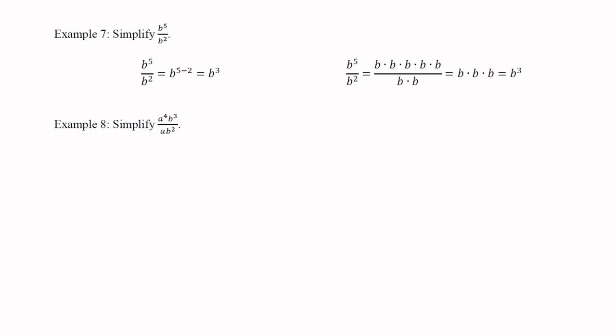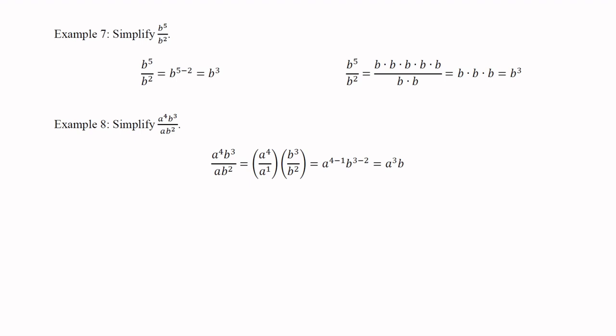So now let's look at a little bit more involved example. Here we have 2 variables with exponents. So, like we did with the product rule, we are going to separate out our variables, put a's together and b's together. Here I give you a little reminder that a by itself on the denominator is a to the first. We will subtract our exponents on each variable, and that will give us the answer a to the third b.